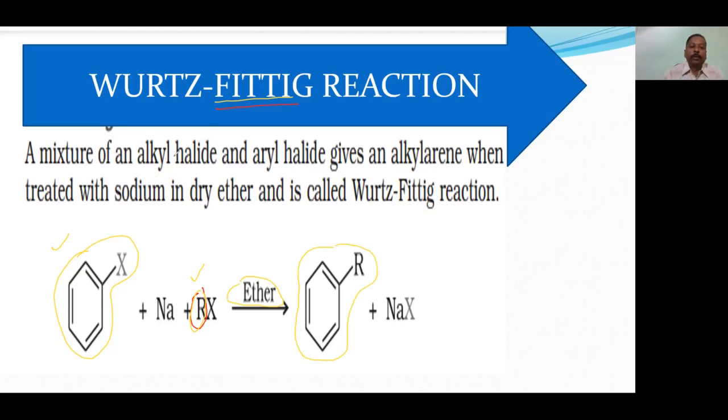So the Wurtz-Fittig reaction is also the same. The reaction of alkyl halide and aryl halide, that is the reactant, in presence of sodium in dry ether gives an alkyl arene. One side it will be hydrocarbon only. That is the product produced. Now I think it is clear. Let's move on to the next part.